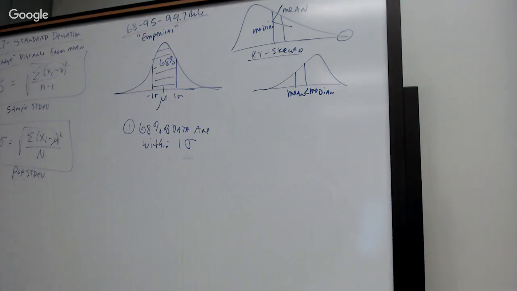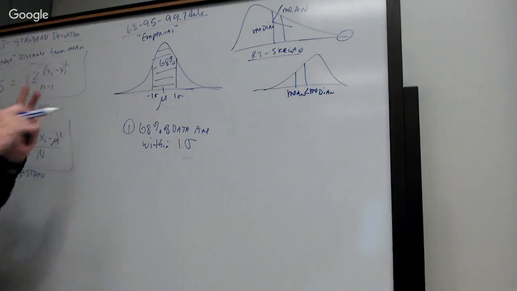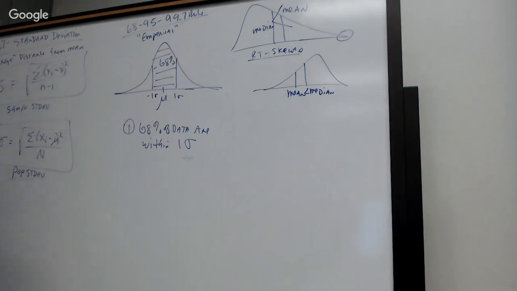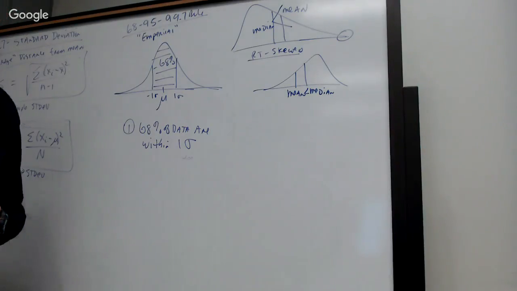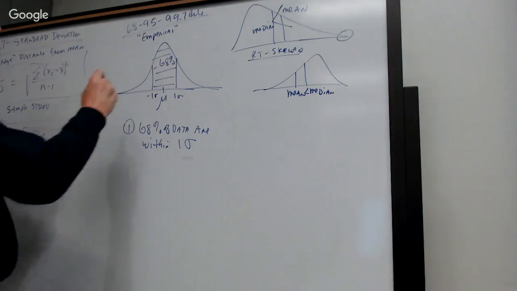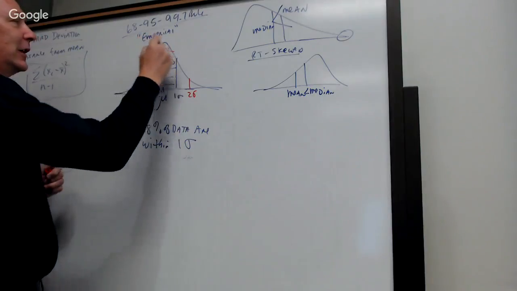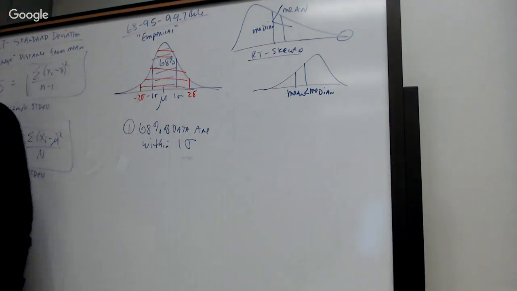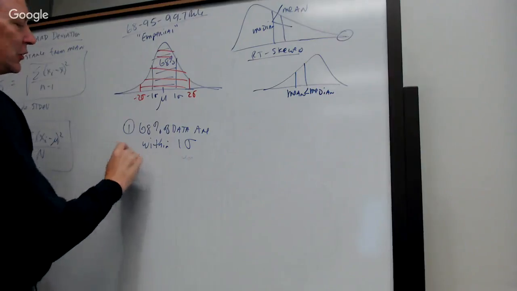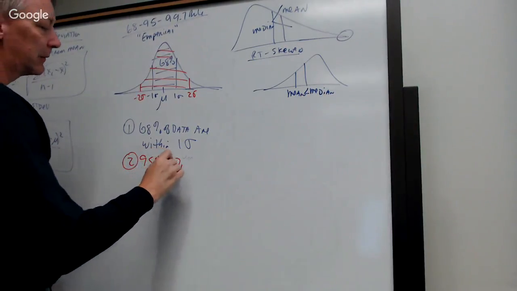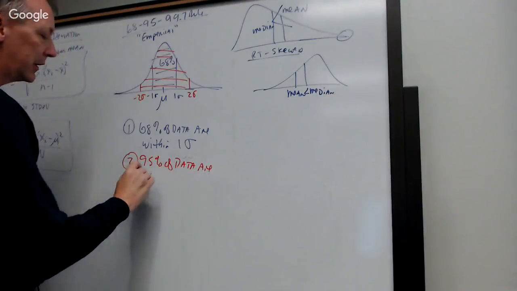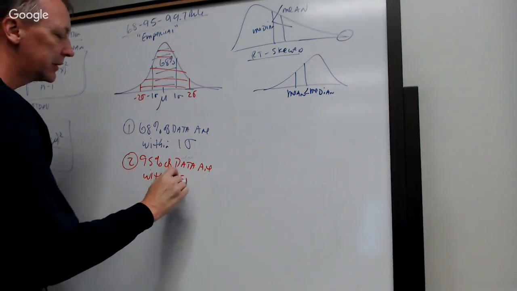So the first thing you should do when you get data is do a histogram and see if it's normal. If it's normal, then find the standard deviation, and you'll know that 68% of your data are within 1 standard deviation. What percentage of data do you think are within 2 standard deviations? Wow, that's amazing. You guys guessed that without even me telling you. Number 2, 95% of the data are within 2 standard deviations.